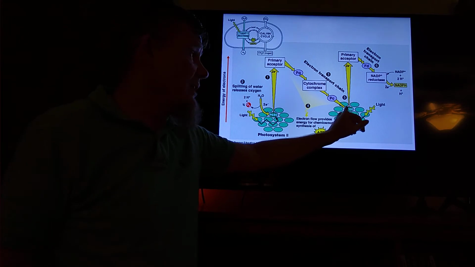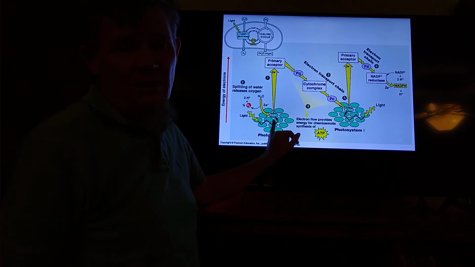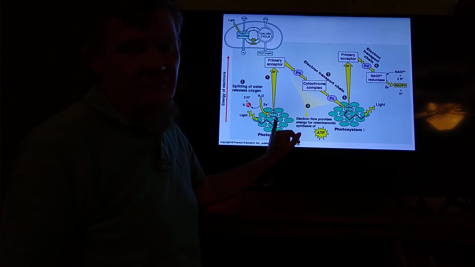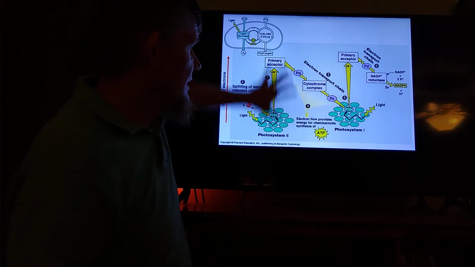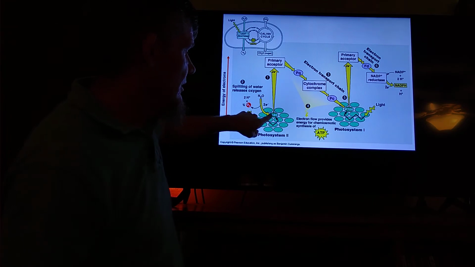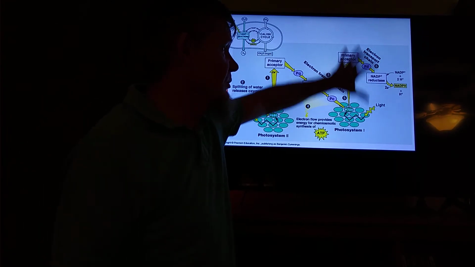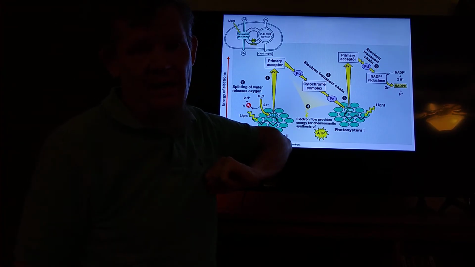All right? I do have to replace those because what knocked that one off? A beam of light knocked this one off. This is photosystem 2. This revolves around, it begins with chlorophyll B. This is photosystem 1. It begins with chlorophyll A.